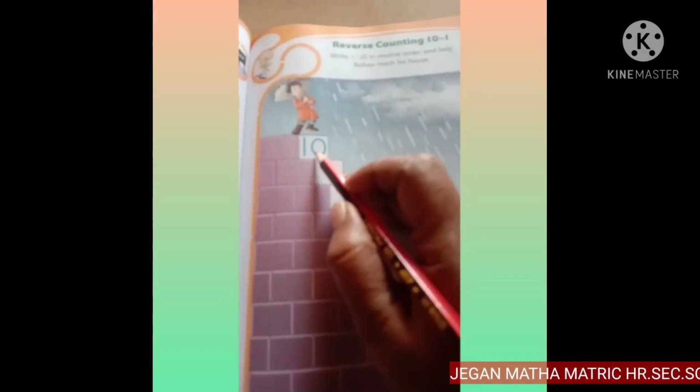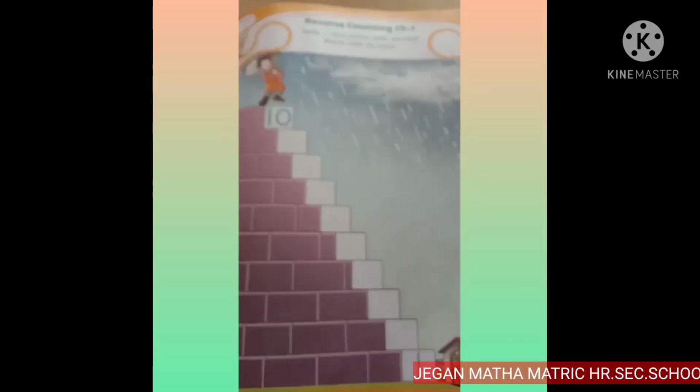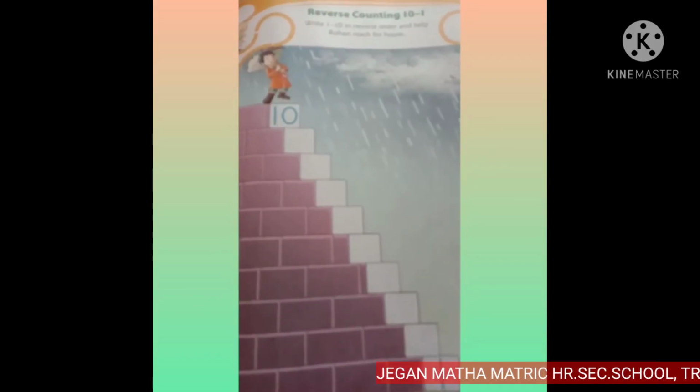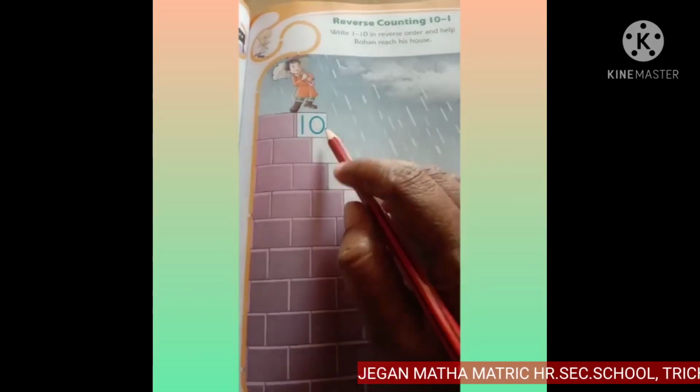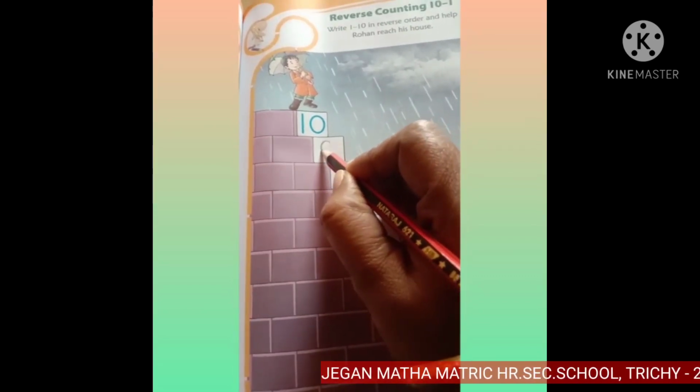What number is this? Number 10. Write reverse counting. What comes before number 10? 9. Very good.